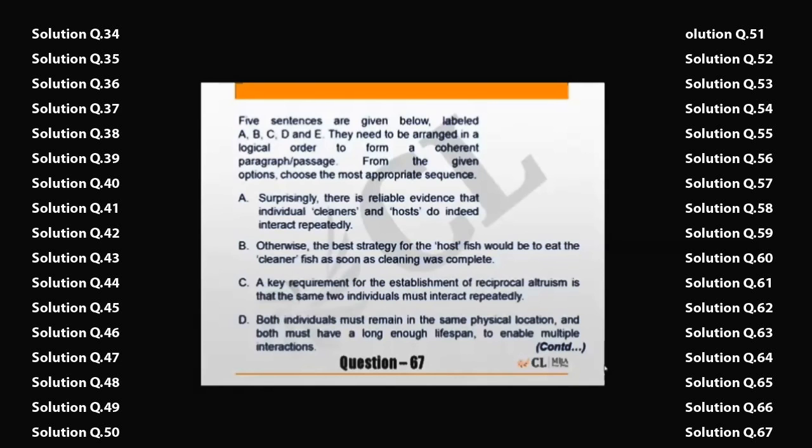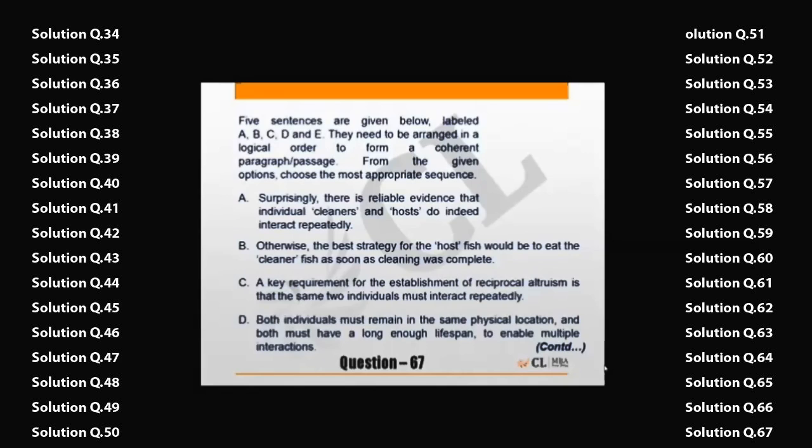CB is a mandatory pair here because C talks about a key requirement or what is needed for reciprocal altruism to happen, and B discusses what would be the best strategy otherwise, that means if reciprocal altruism did not happen. E follows C and B because this constraint, as you can see there in the option in E, refers to the constraint of the same 2 individuals interacting repeatedly instead of the host fish eating the cleaner fish at once, which was earlier discussed in C and B.